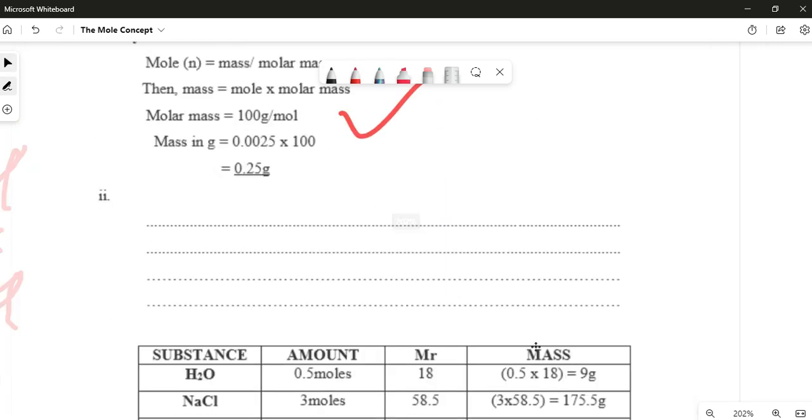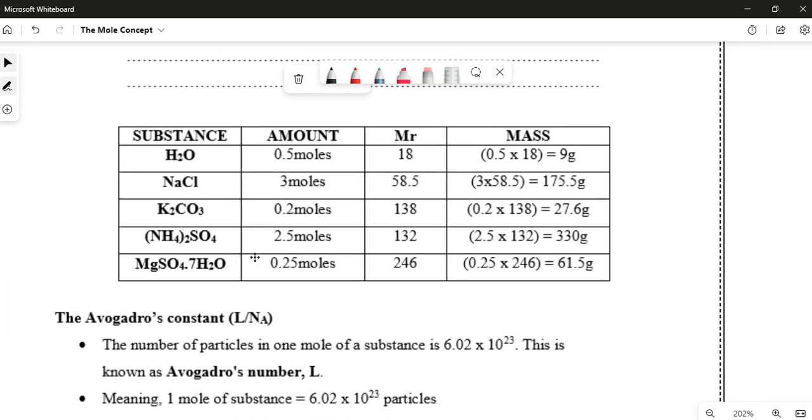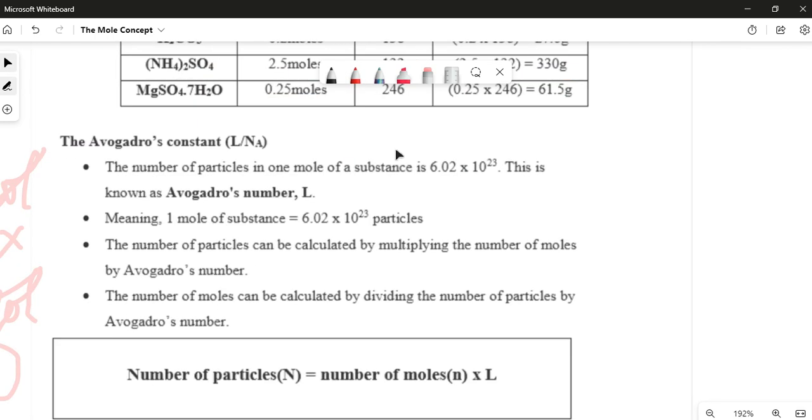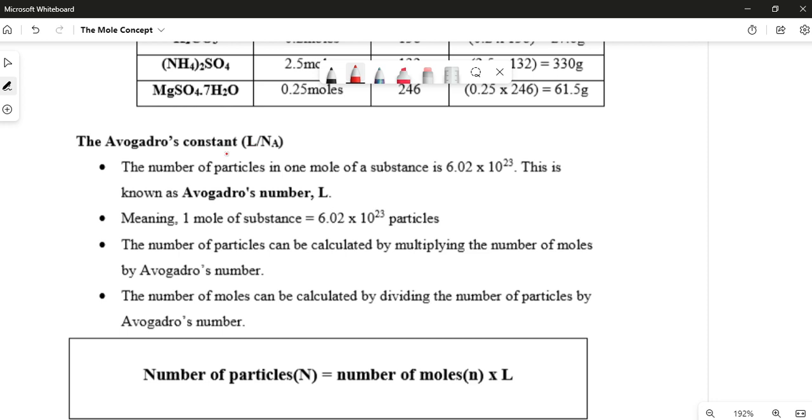Okay, moving down. We have our substance here. We have been given the amount, or the mole, and then we have been given the Mr. So you multiply these two and you get your mass. Simple. Let's move on.